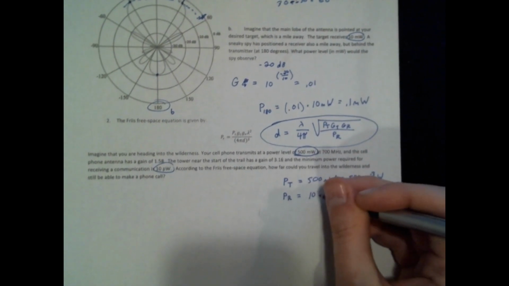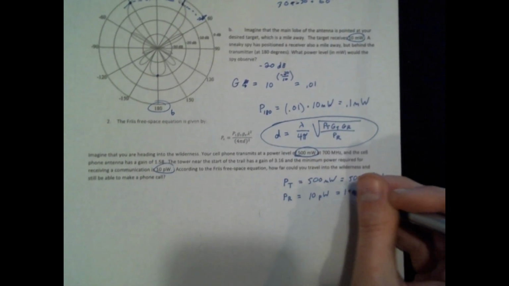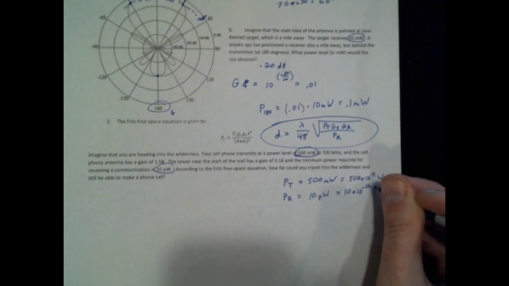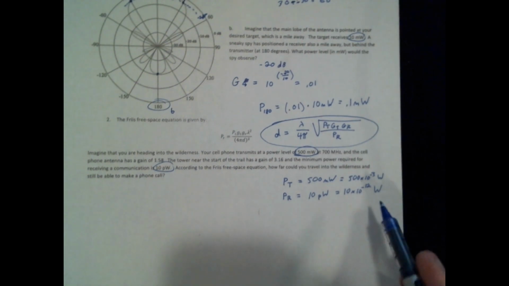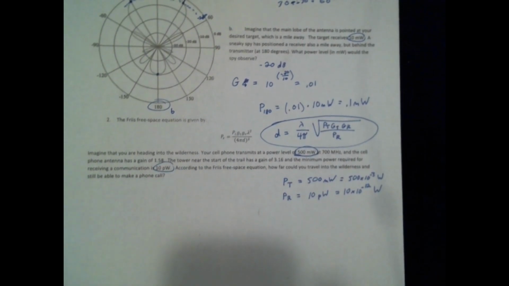We have our receiver receiving at 10 picowatts. So PR is equal to 10 pW, which is going to be equal to 10 times 10 to the negative 12 watts. And again, this is maybe a useful thing to have on your equation sheet if you don't remember: milliwatts, microwatts, nanowatts, picowatts, etc. Like making sure you have those abbreviations down, and what power of 10 that corresponds to. And likewise, in the other direction, kilo, giga, and tera would be useful potentially. So that's our PR and PT.